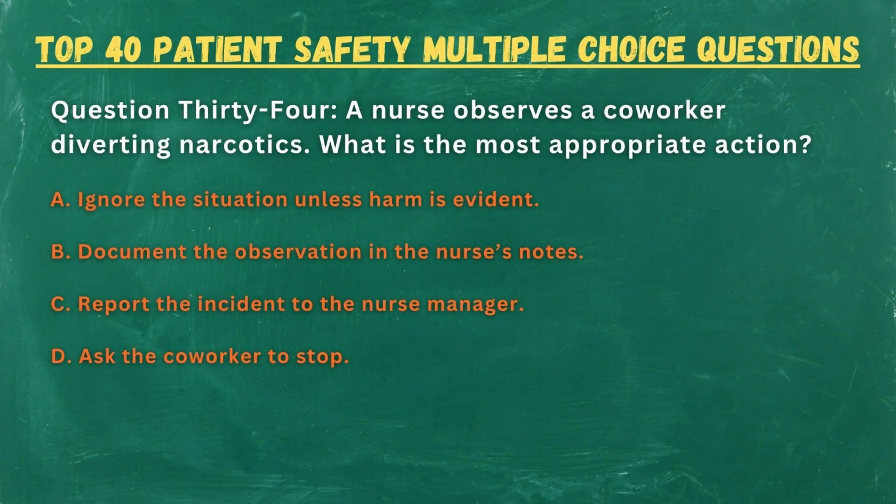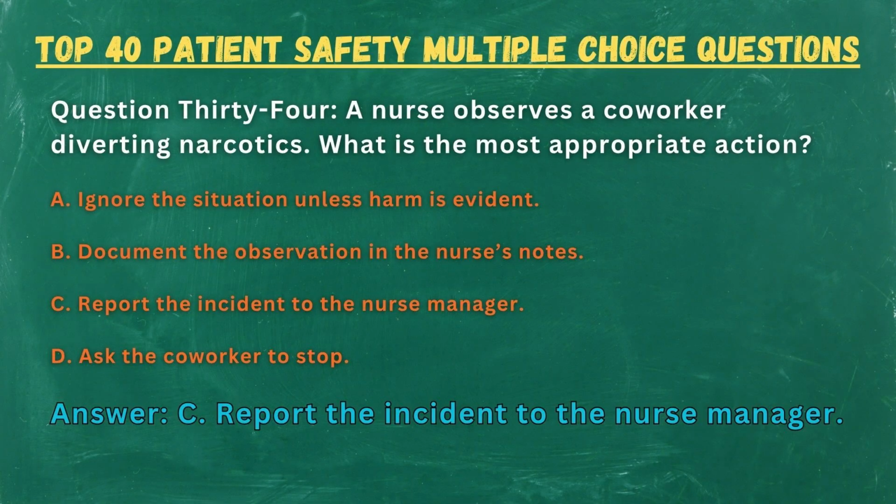Question 34. A nurse observes a coworker diverting narcotics. What is the most appropriate action? A. Ignore the situation unless harm is evident. B. Document the observation in the nurse's notes. C. Report the incident to the nurse manager. D. Ask the coworker to stop. Answer: C. Report the incident to the nurse manager.